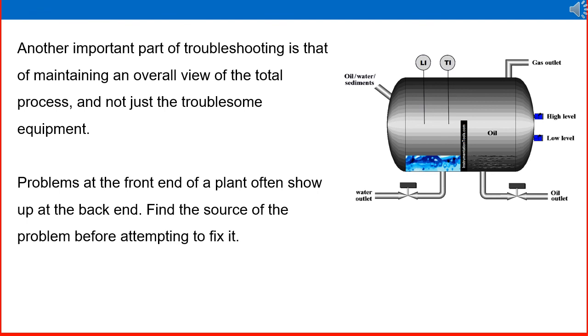Another important part of troubleshooting is maintaining an overall view of the total process and not just the troublesome equipment. Problems at the front end of the plant often show up at the back end. Find the source of the problem before attempting to fix it.